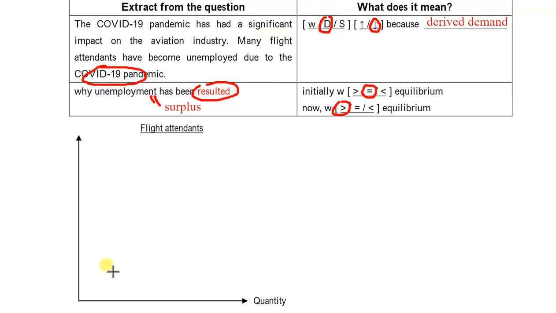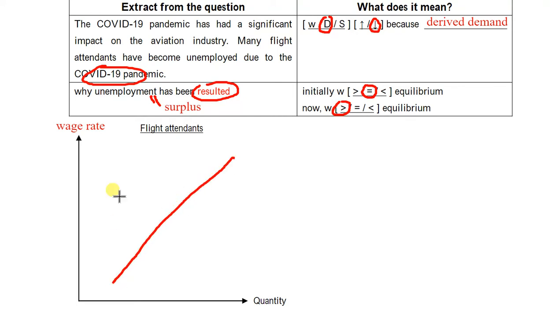What we have to do is to complete the coordinate plane first. So we have quantity here on the x-axis, but how about the y-axis? Should I write down price? Actually not. This is about the flight attendant, and we should write down wage rate here for the y-axis. Afterwards, let us use red color to draw the initial supply, demand, and price, and also quantity transacted.